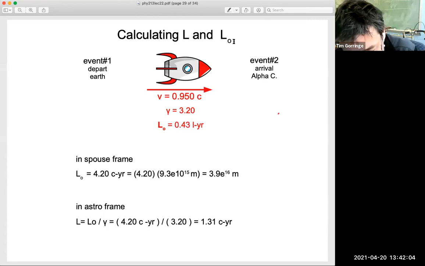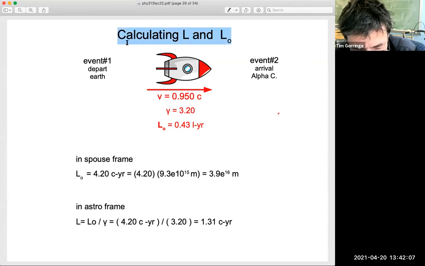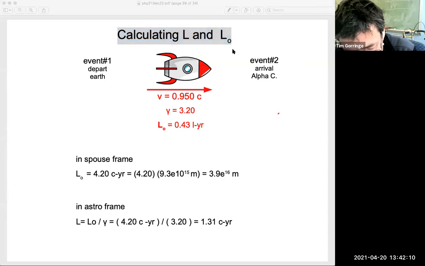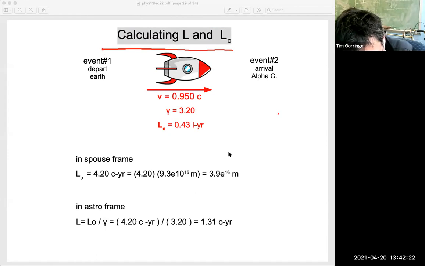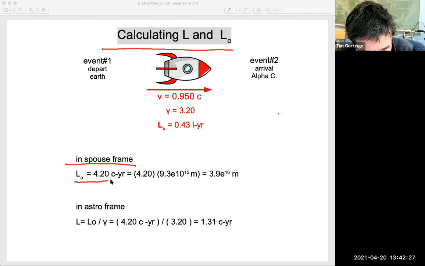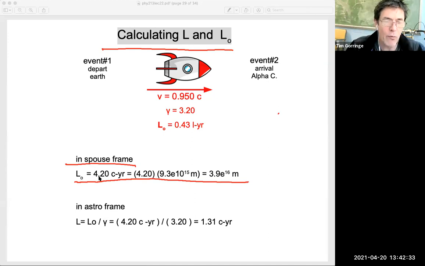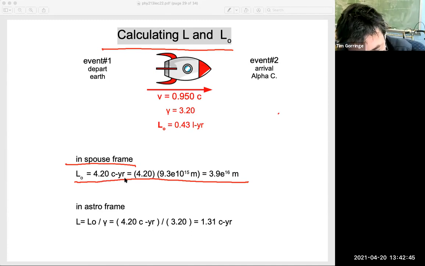Okay, what about the second half of the problem? Here we are: the proper length, or proper distance, for the trip and the contracted length. As we said, I'm the spouse here, and we were told in the problem the proper length. The proper distance is the one where Earth and Alpha Centauri are at rest. And that was 4.2 light years.